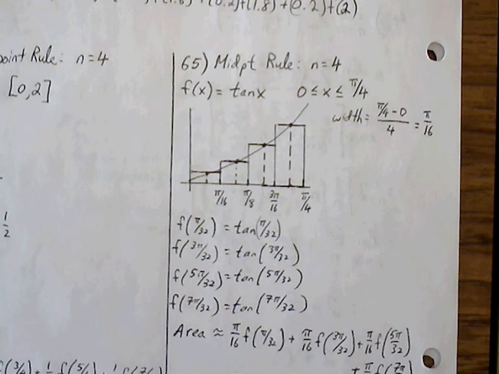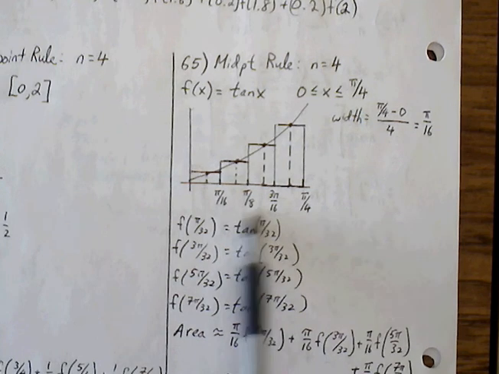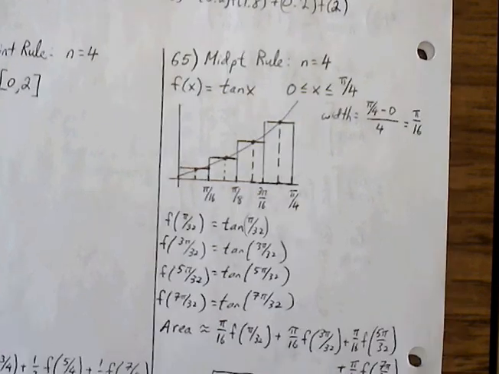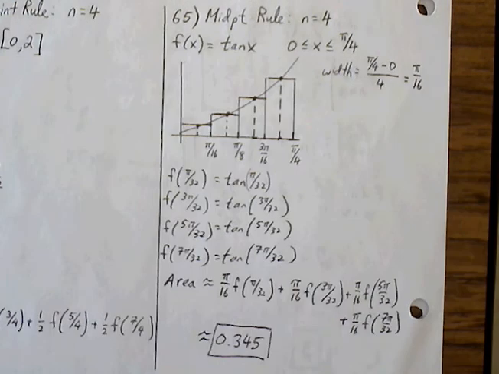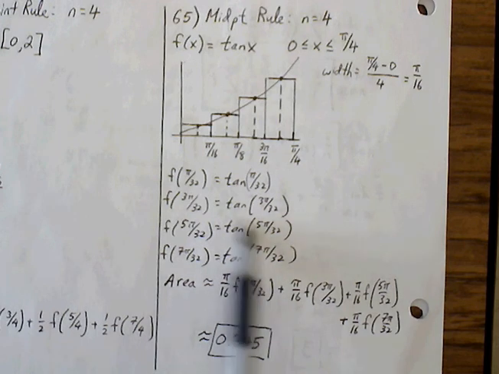Okay. We can plug all these values into the calculator. These are all representative of the heights of each rectangle that we want. And then to find the area, we simply add up the sums of each rectangle's area. So width times height, my width is pi over 16 for each rectangle, and then the midpoint y values will be found by plugging all these values into the calculator, and we're going to get a decimal value of 0.345.